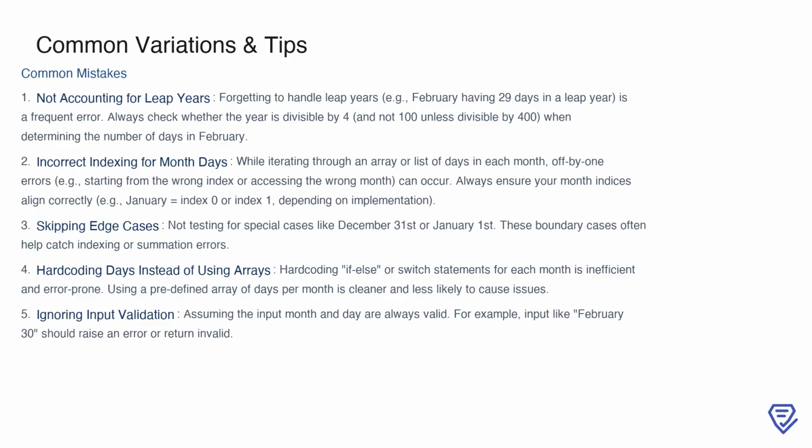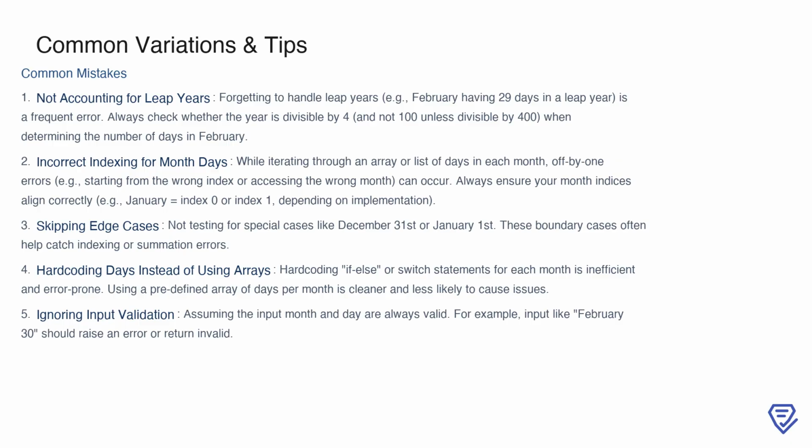Another frequent issue is incorrect indexing when working with an array that stores the number of days in each month. For example, if your implementation assumes January starts at index 1 but your array starts at index 0, you might end up accessing the wrong month. Testing boundary cases like December 31st or January 1st can help catch these kinds of indexing or summation errors.